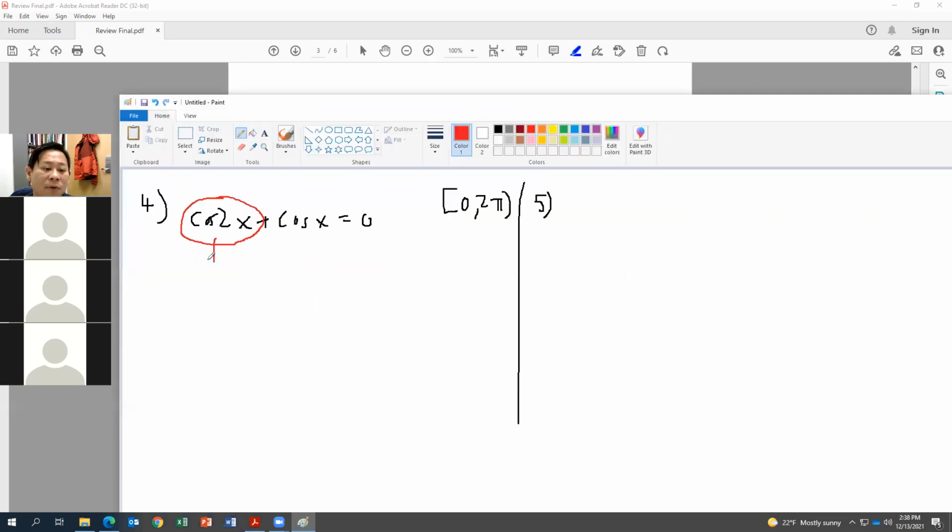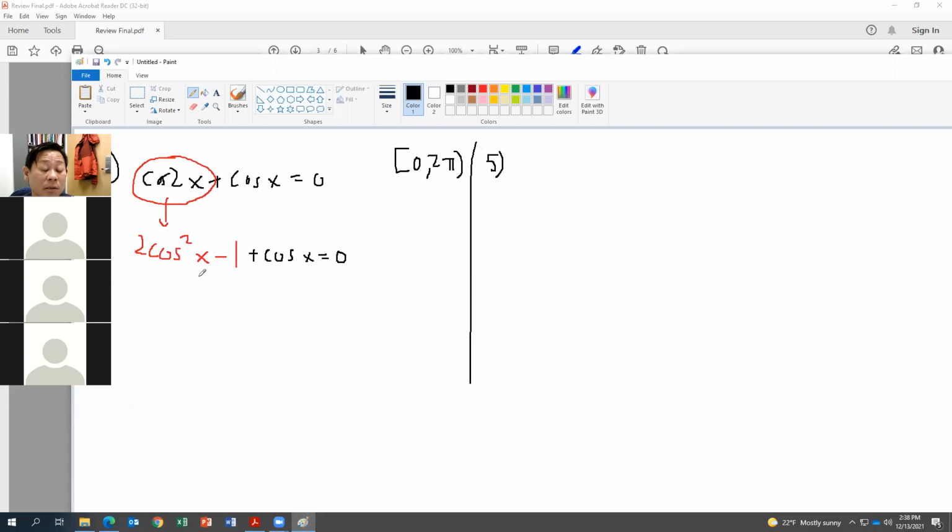And what is the formula for just cosine x? Anyone? 2 cosine squared x minus 1, right? So cosine 2x is 2 cosine squared x minus 1 plus cosine x equals 0. Now this is a quadratic type. You have to factor it. Before you factor it, make sure you put this in the standard form first. So 2 cosine squared x plus cosine x minus 1 equals 0.